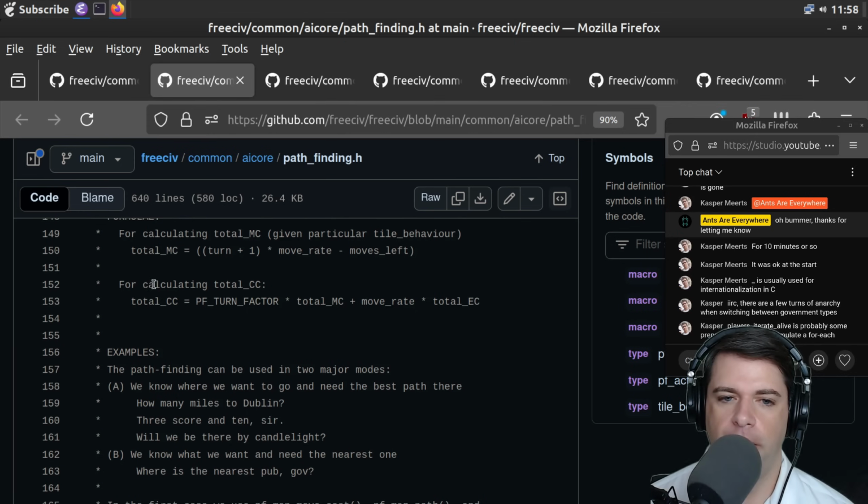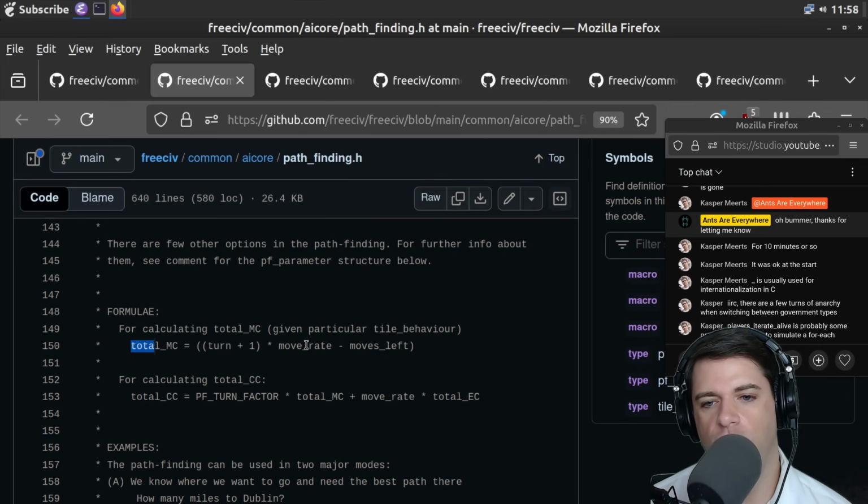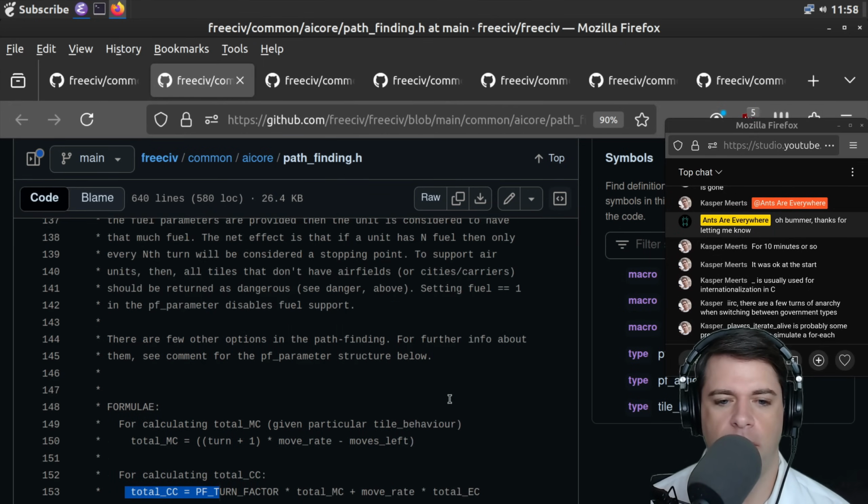And then the formulae are for calculating total MC, given particular tile behavior, as total MC is turn plus 1 times move rate minus move lefts. For calculating total CC, I don't know what CC is, but total CC is PF turn factor times total MC plus move rate times total EC.